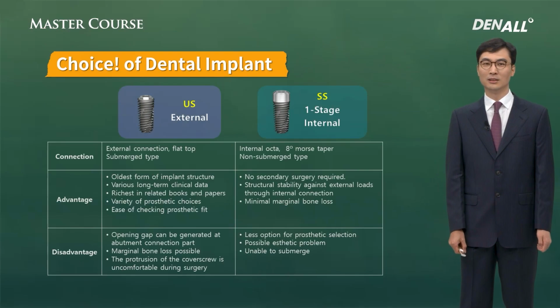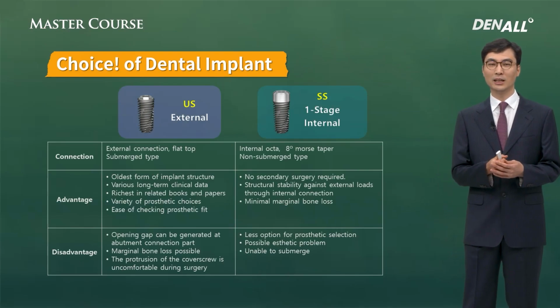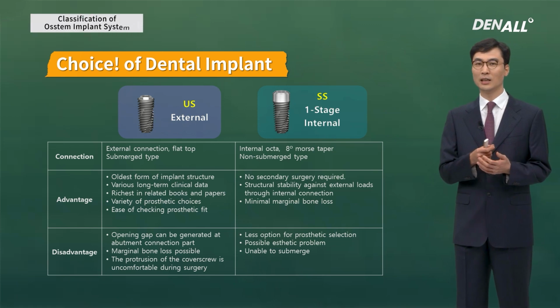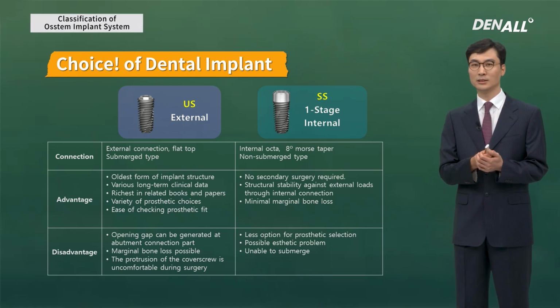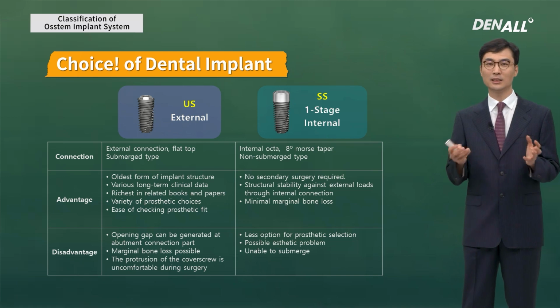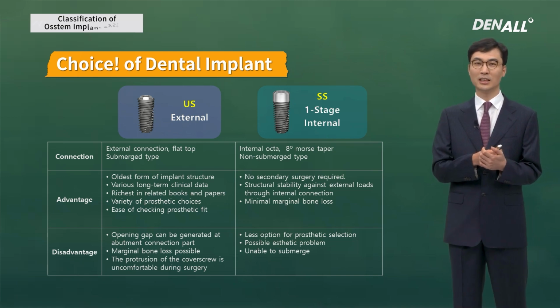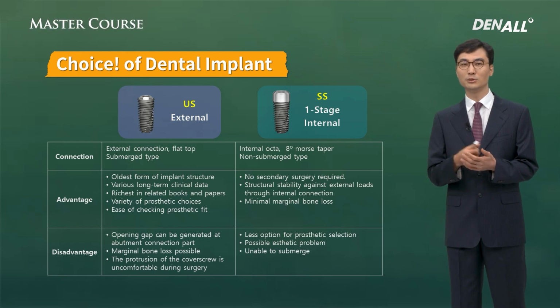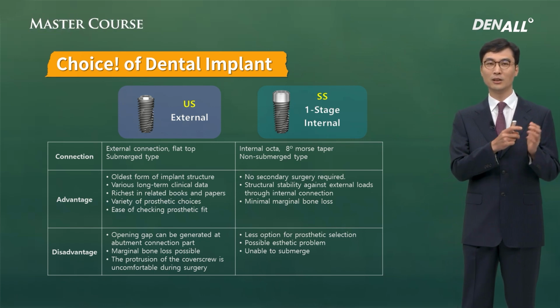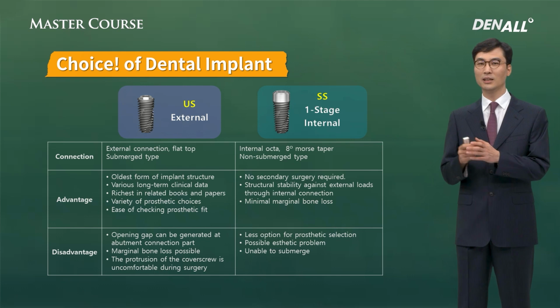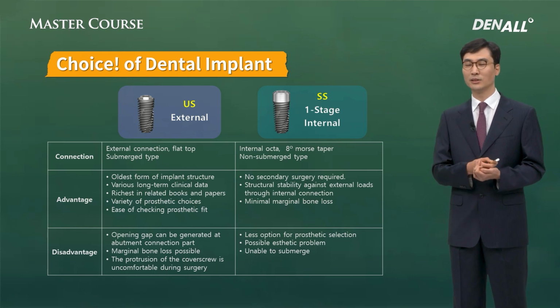Summary. Except MS implants, US, SS, and TS, KS implants can be classified into 3 categories: non-submerged type SS implants, and among submerged type, external US and internal KS or TS implants.